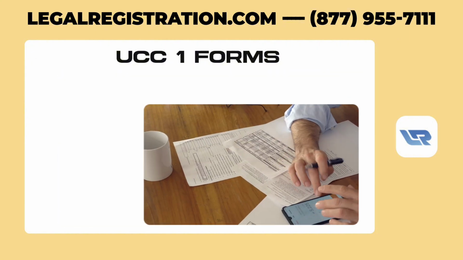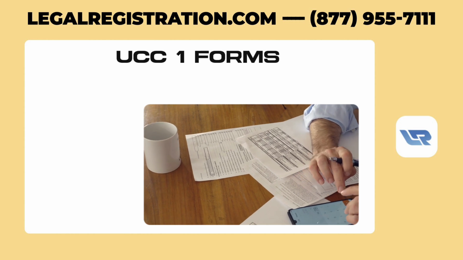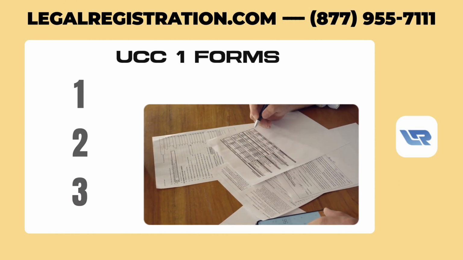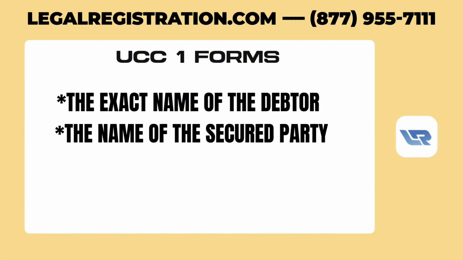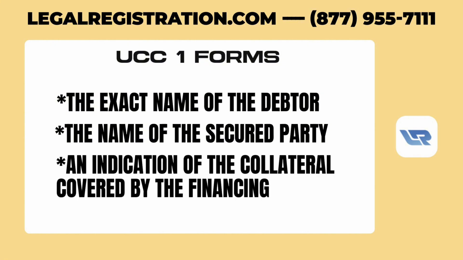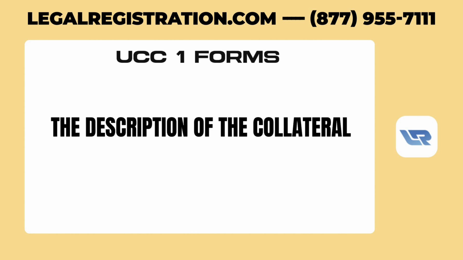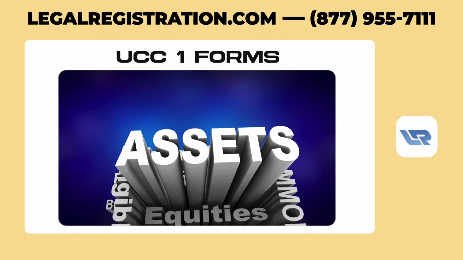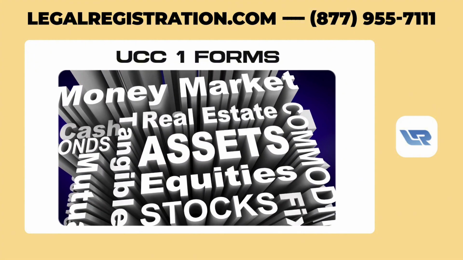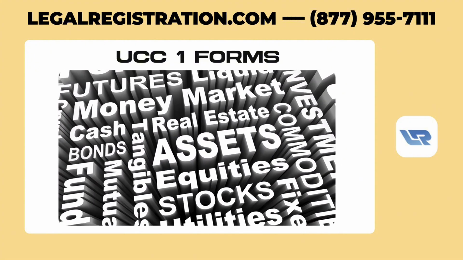To be legally sufficient, a UCC1 form requires three things: the exact name of the debtor, the name of the secured party, and an indication of the collateral covered by the financing statement. The description of the collateral doesn't have to be overly detailed. It can be broad, like all assets, or more specific, depending on the parties involved.